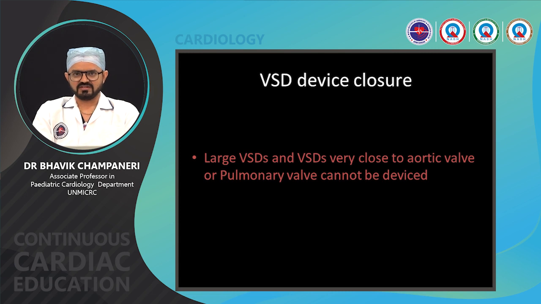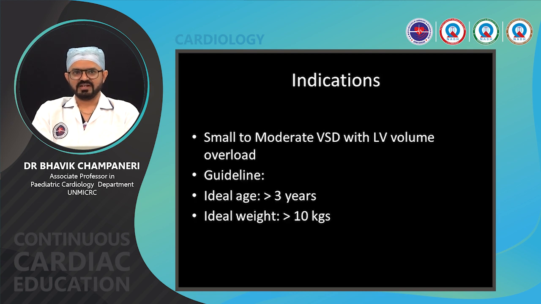So coming to the next transcatheter intervention, it's VSD device closure. Red flag: large VSDs, and VSDs which are very close to the aortic valve or pulmonary valve, cannot be device closed. Indications include small to moderate VSD with LV volume overload. Ideal age again would be more than 3 years and more than 10 kilos of weight.